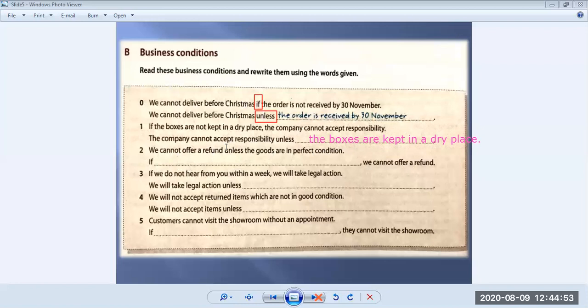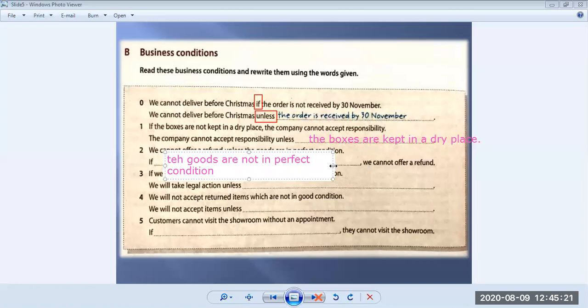Now here, instead of unless we're going to use if, which is going to create a conditional sentence. So, if the goods are not in perfect condition, we cannot offer a refund. Sorry, there's a mistake. If the goods are not in perfect condition, we cannot offer a refund.